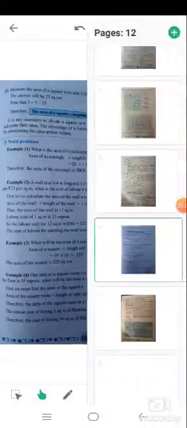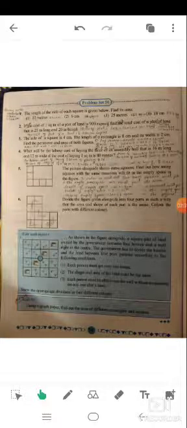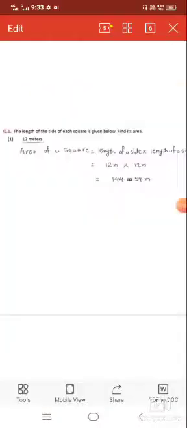Now solve the exercise. This is your exercise, problem set 45. So solve this problem set. Now see, question number 1. The length of a side of each square is given below, find its area. Here the length of one side is given, find out the area.